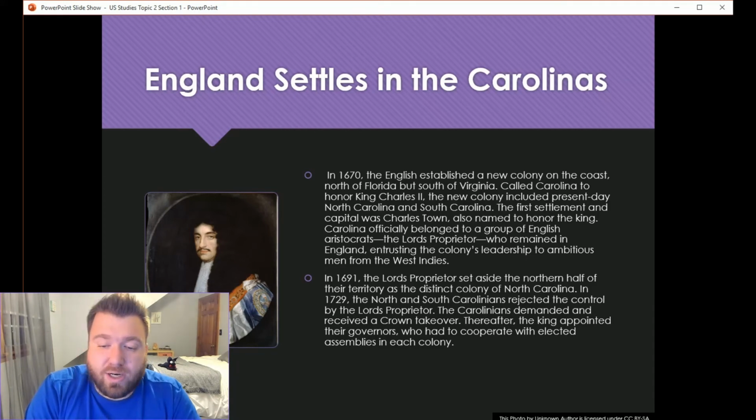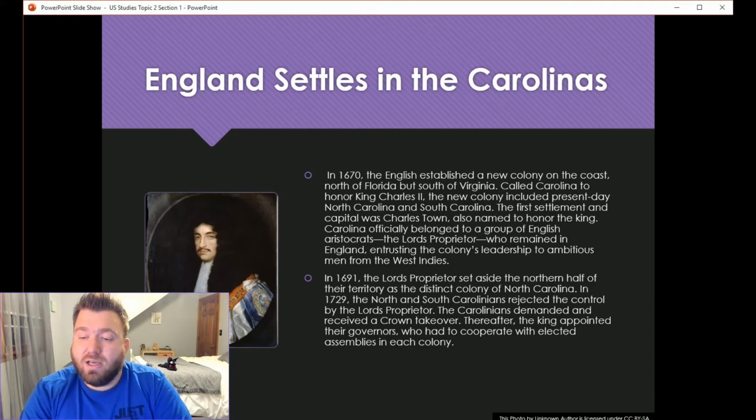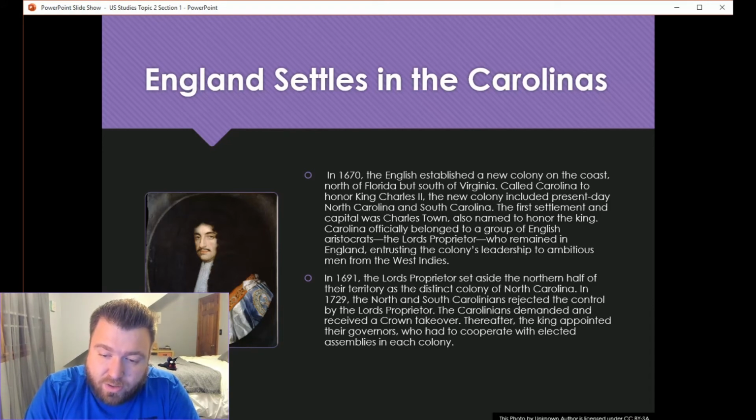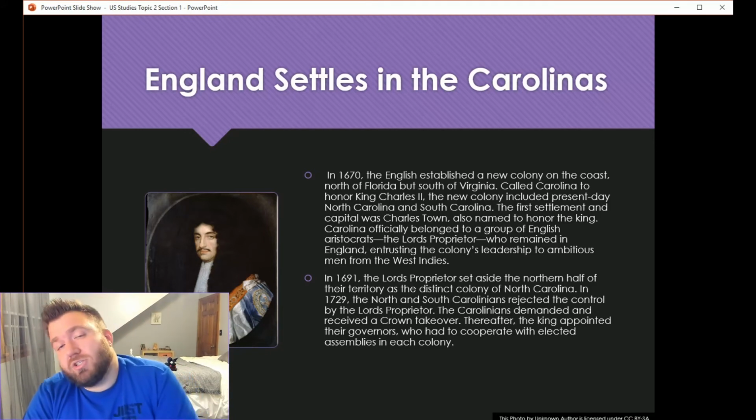In 1729, the North and South Carolinians rejected the control by the Lords Proprietary. The Carolinians demanded and received a crown takeover. Thereafter, the king appointed their governors who had to cooperate with elected assemblies in each colony.